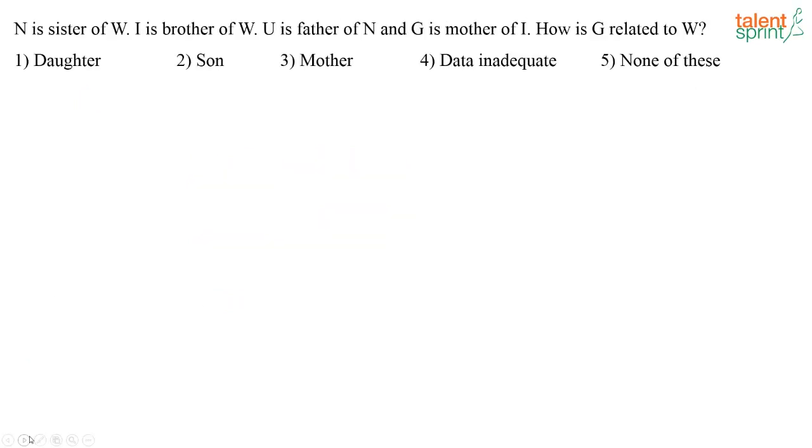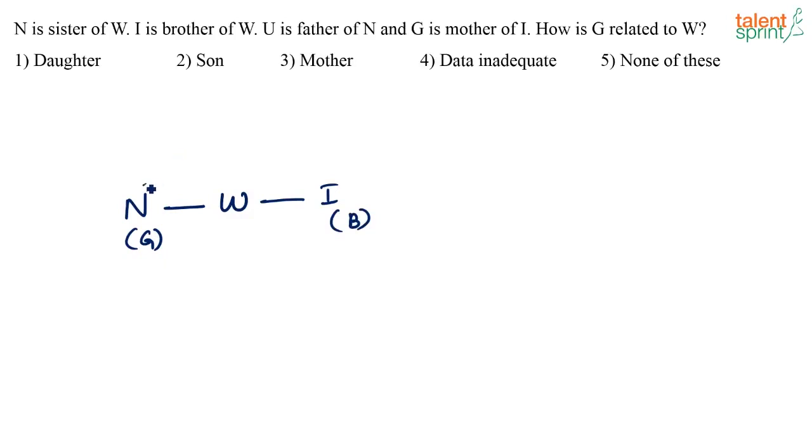Next one. This was also a very easy question on blood relation. What is given here? Okay, try this and give me the answer first. So what is given here? N is the sister of W. So N and W are siblings. N is a girl because N is the sister of W. I is the brother of W. So I is a boy. So these three are siblings.